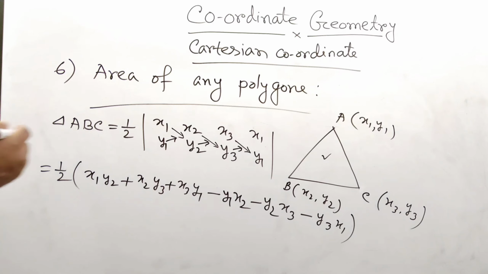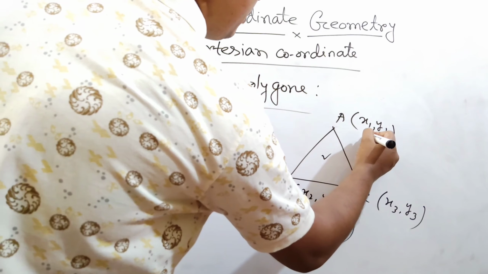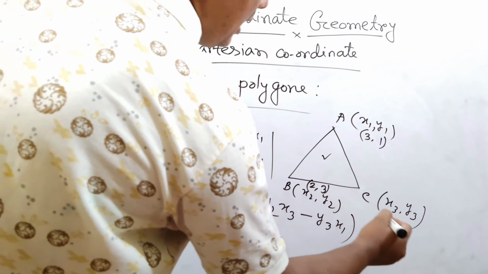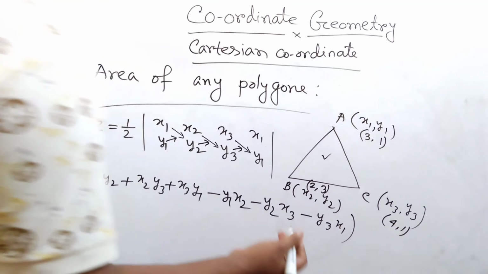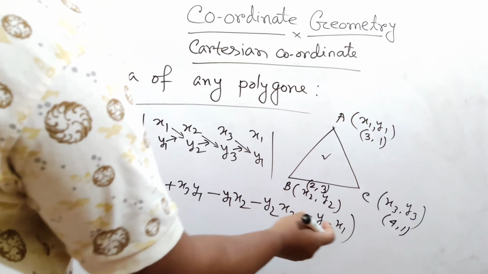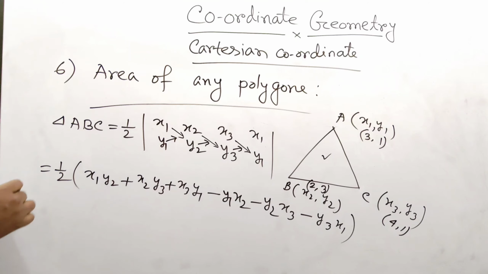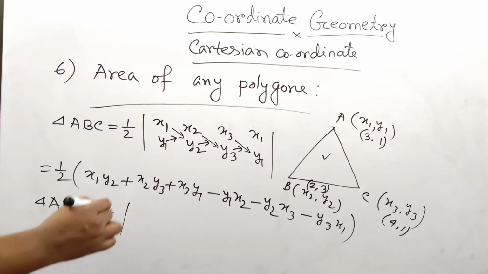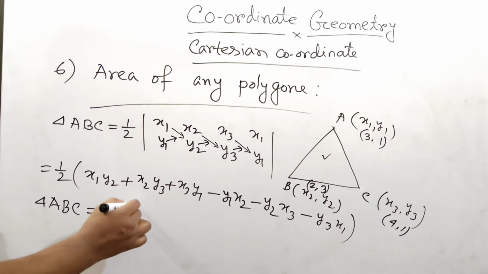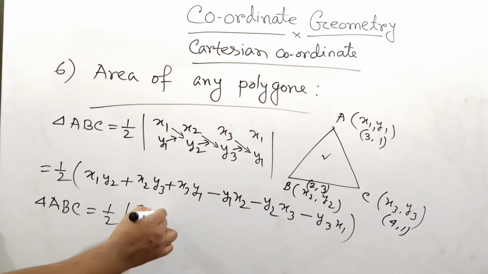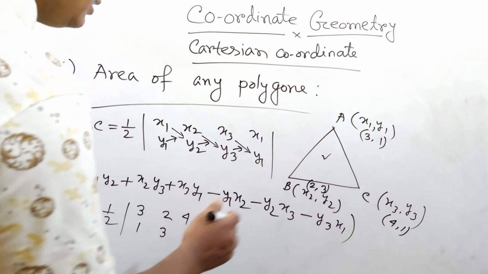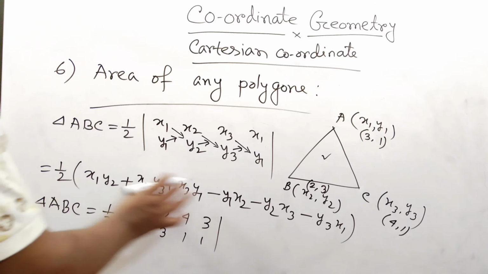So we can see an example. Let us consider 3 points are (3, 1), this point is (2, 3), and this point is (4, 1). For an example, randomly I just took 3 points. So then what will be the area? We just use this formula. So area of ABC equals half. We just put these coordinates, that is (3, 1), (2, 3), (4, 1). Again we repeat the first coordinate, that is (3, 1), and just use this formula.